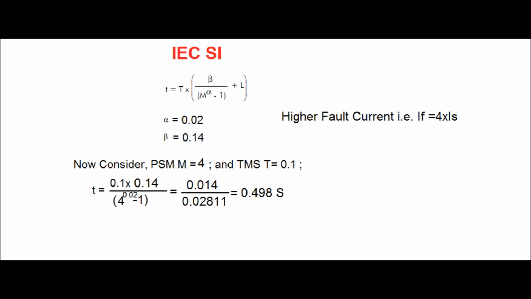Now again consider PSM equal to 4, that is a higher fault current, fault current IF equal to 4 × IS, that is 4 times the relay pickup, and TMS T again equal to 0.1. The trip time t is equal to 0.1 × 0.14 / (4^0.02 − 1), which comes to 0.498 second.